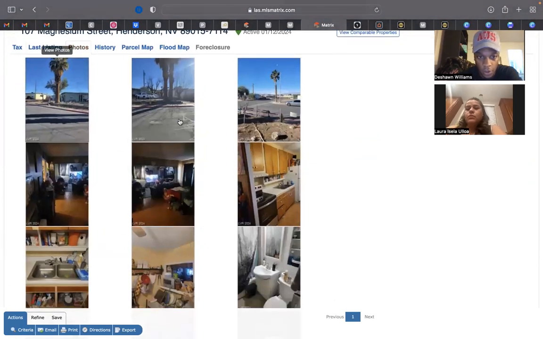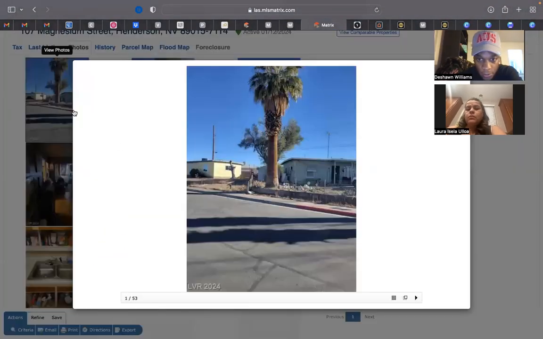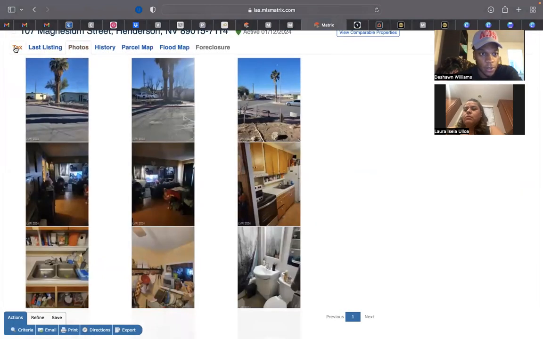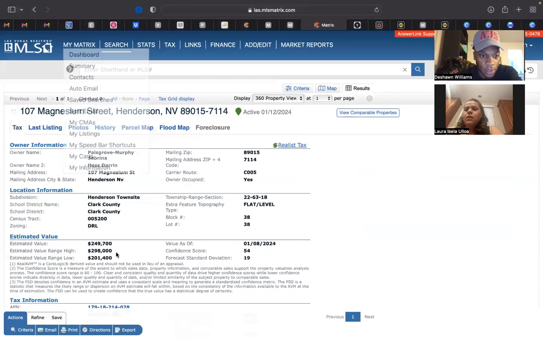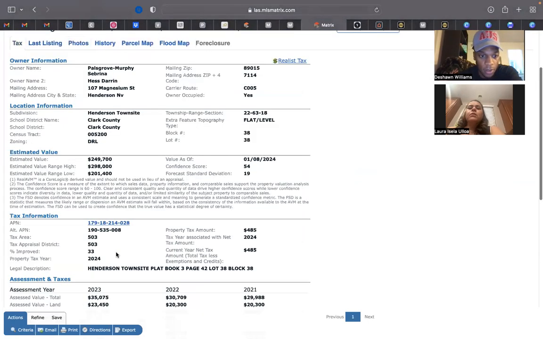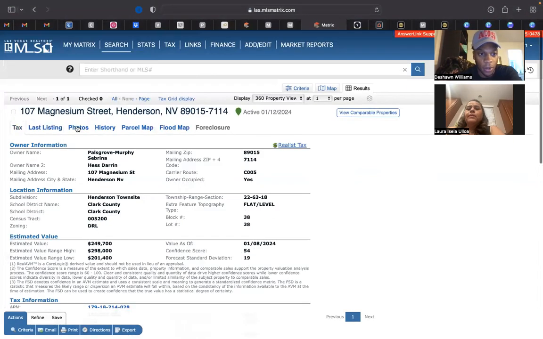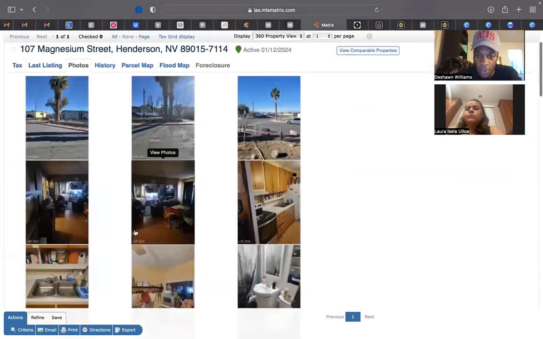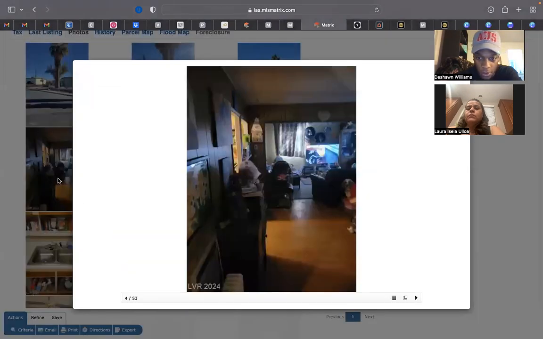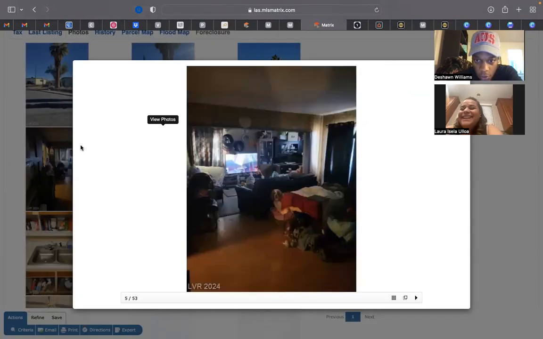So looking at these photos here, are these manufactured housings? Let's go to the tax again. Okay, so this is single family residential, so not manufactured. Only reason why I'm interested in that is because they are not interested in manufactured homes. So as you can see here, they have the paneling on the walls. This is very old, very prehistoric. This is more of a southern thing. That could actually be wallpaper.